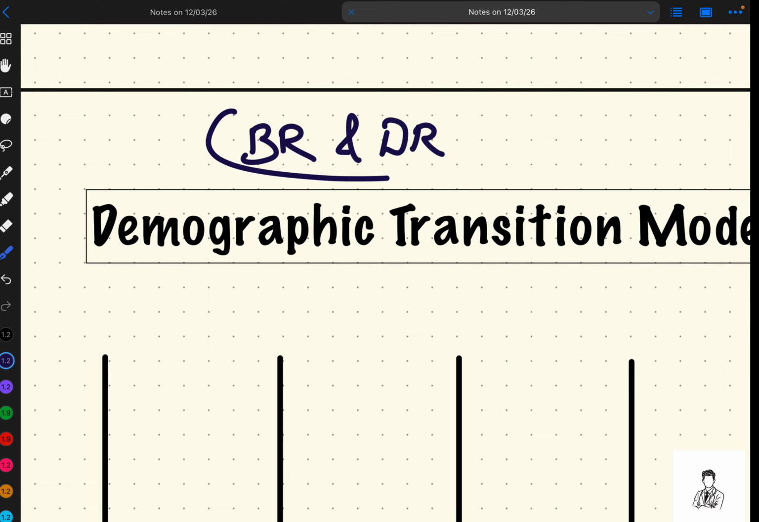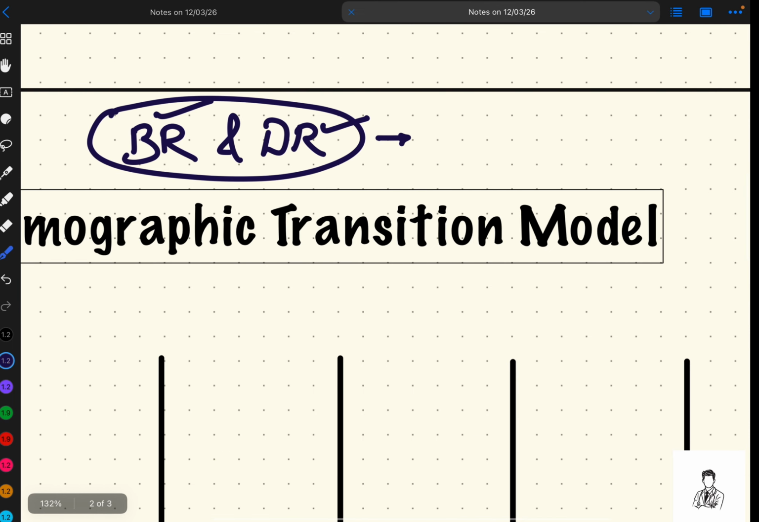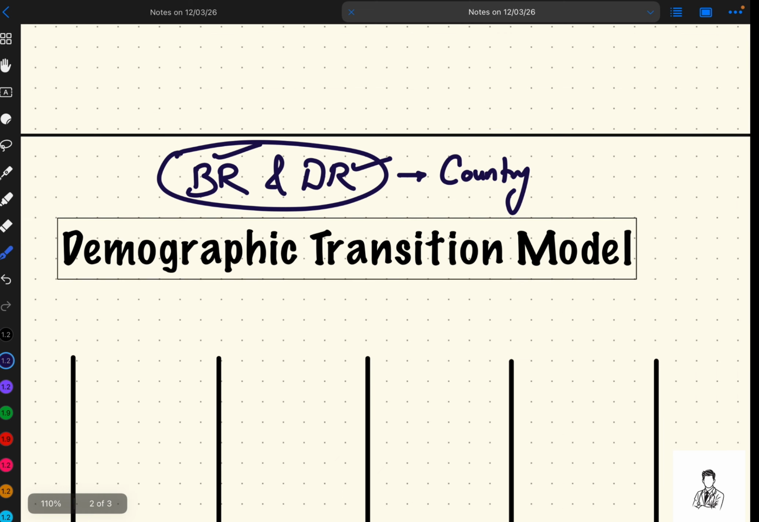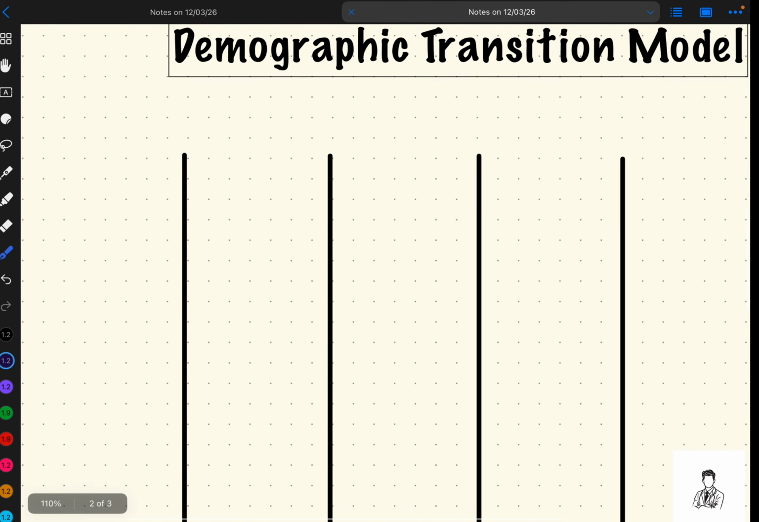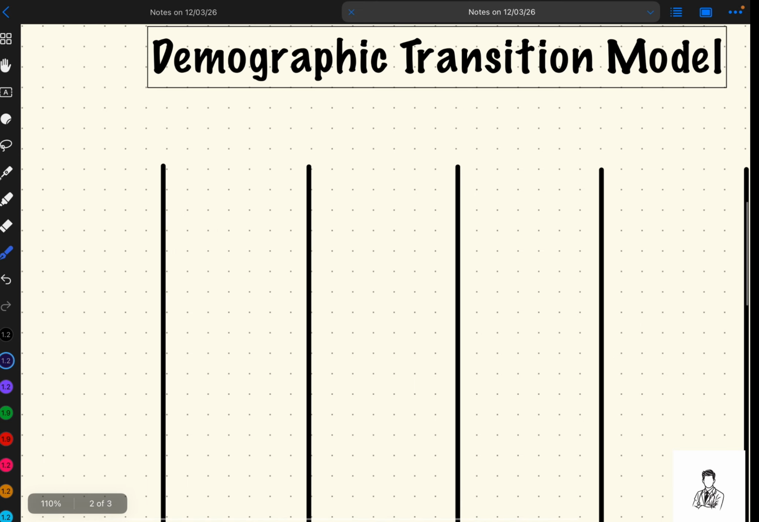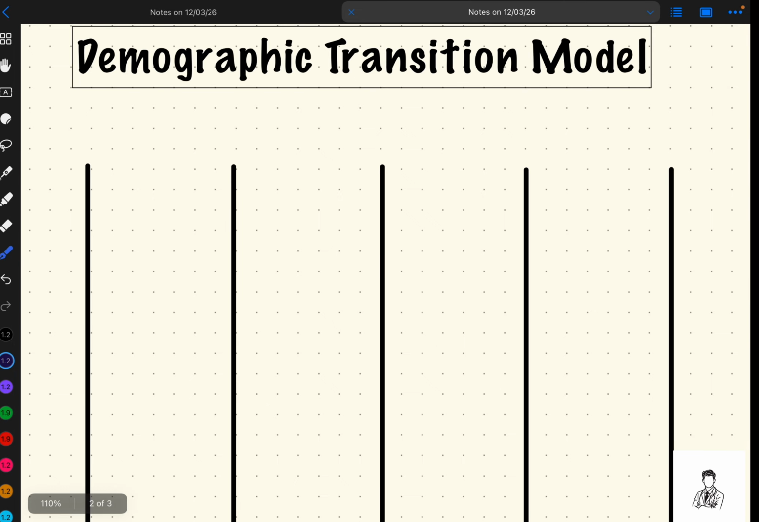It is just the change between these two, and based upon these two entities, it decides whether the country will develop or not, meaning whether it will develop economically or not. When a country develops, sanitation improves, healthcare improves, education increases. So birth rate and death rate change over time in every stage. Here we will see the 5 stages that are most important in this demographic transition model.